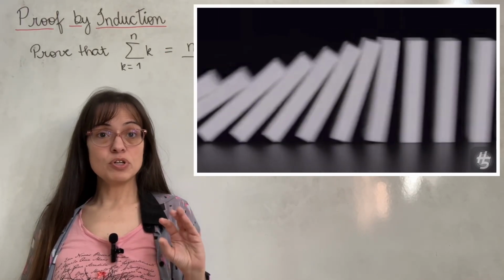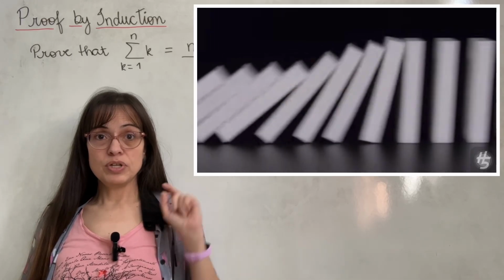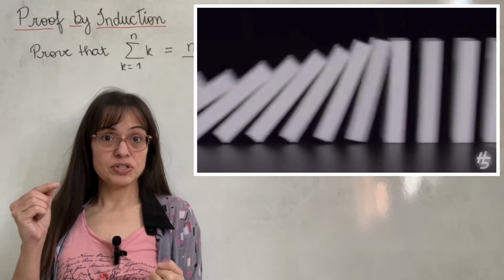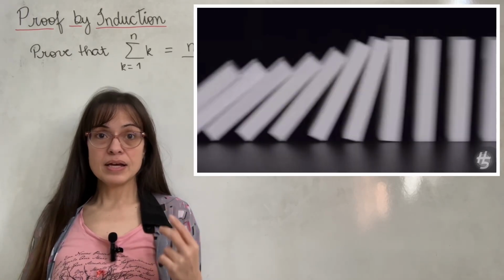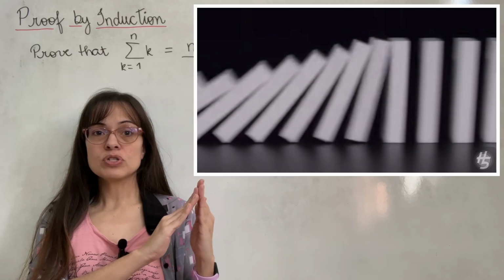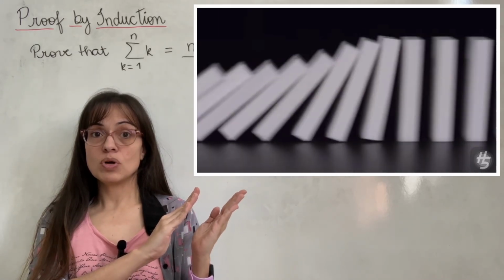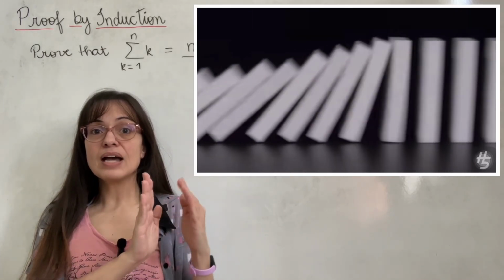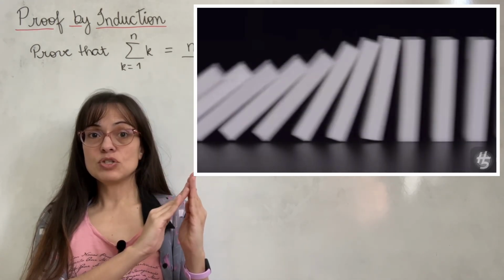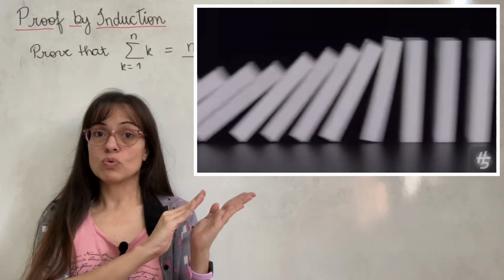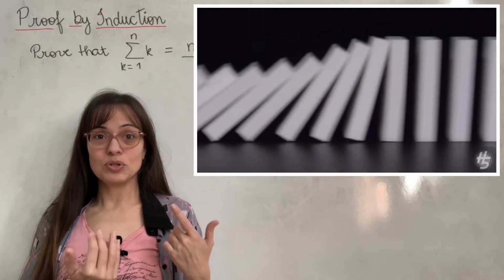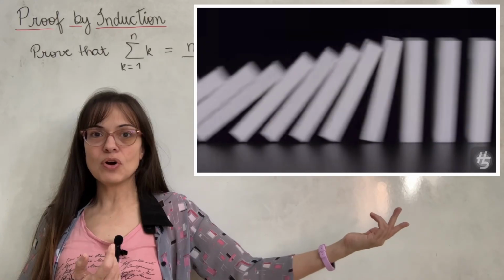And just like in the dominoes, all you need is two things. You need to make the first one fall on purpose. You actually need to touch it and push it. And also you need to know that whenever one domino falls, it's going to make the next one fall. So I don't know what is the number of this domino and this domino, but I know that when this one falls, the other one is also going to fall. So those two things together is how I know that all of the dominoes are going to fall.